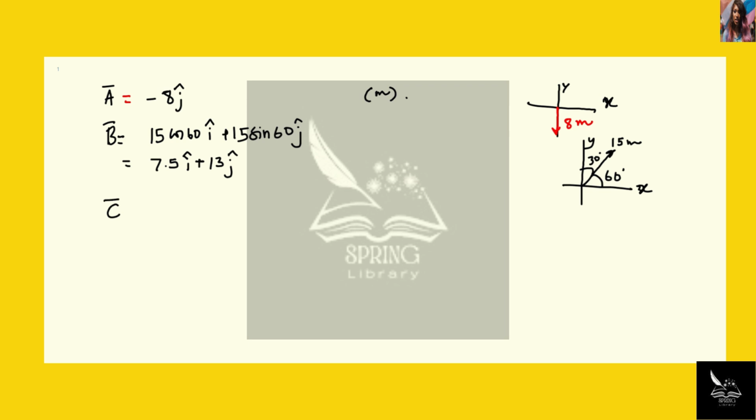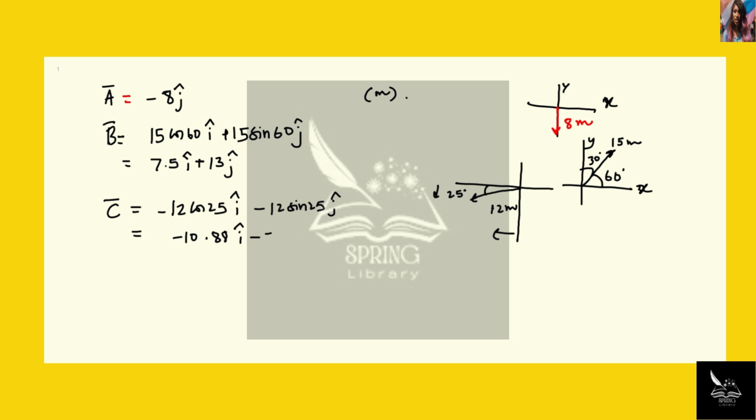Now, come to vector C. Vector C makes an angle of 25 degrees with negative x-axis and has a length of 12 meters. Note that both its x and y components are negative, and hence C can be written as 12 cos 25 but with a minus sign i hat, and 12 sin 25 again with a minus sign j hat, because both of them are negative, which turns out to be minus 10.88 i hat minus 5.07 j hat.